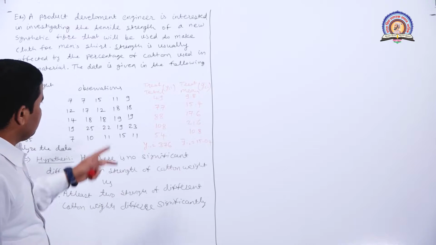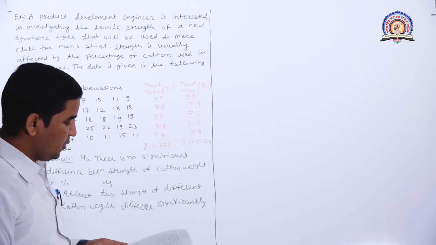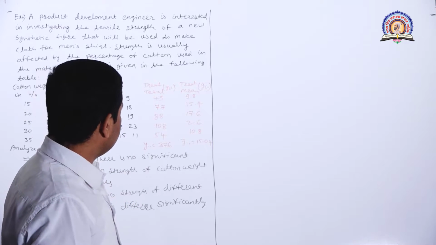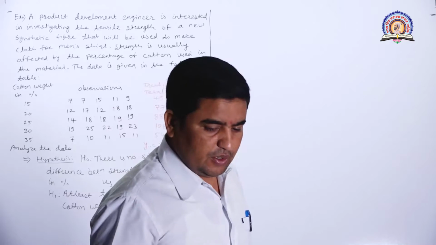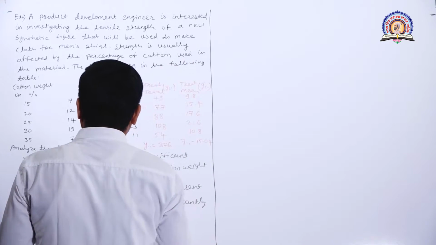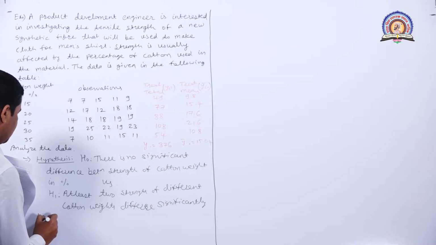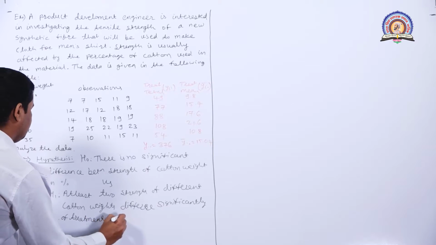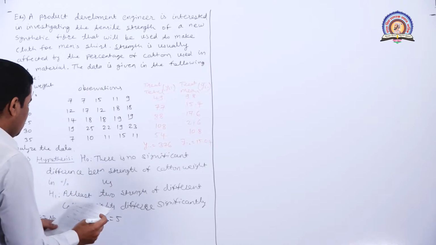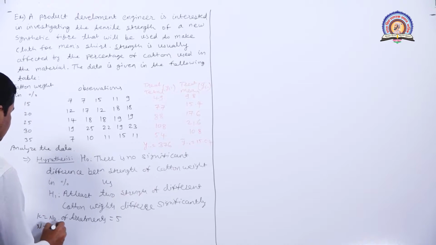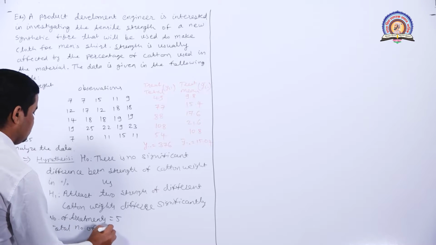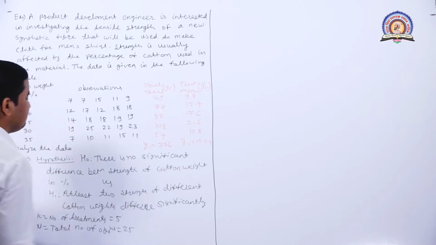After calculating treatment means and treatment totals, now we are ready to calculate the sum of squares. Here k means the number of treatments. How many treatments are there? 5 treatments are there. And capital N means the total number of observations. The total number of observations is 25. Alright.